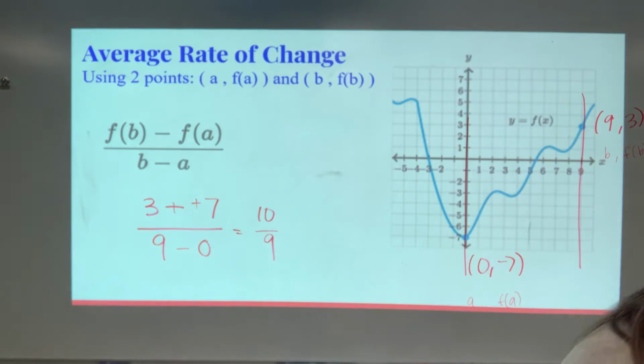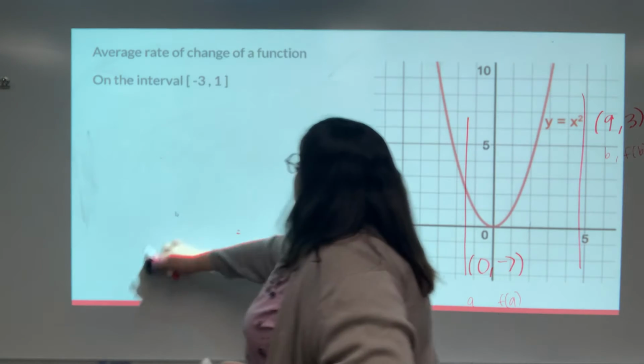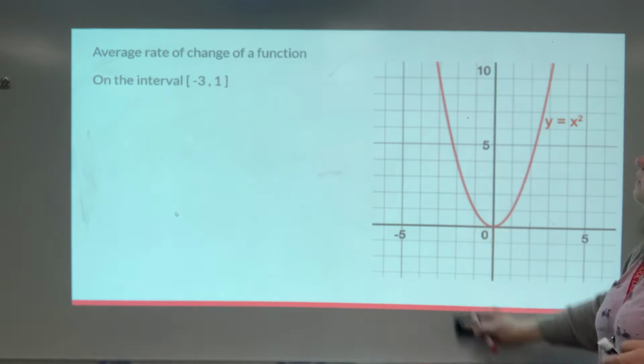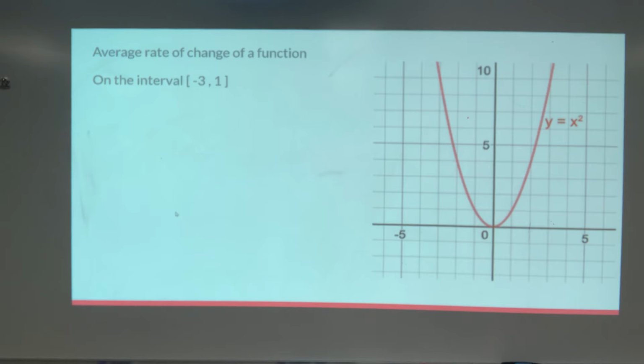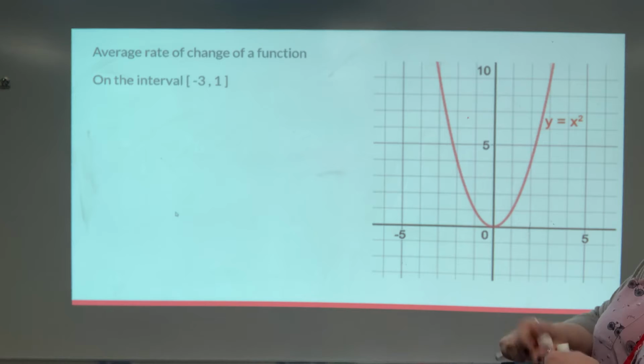I'm going to do one more example with this formula. Okay. So here, I have the function y equals x squared. I could even say f of x equals x squared. Get used to that notation, all right? And I want to find the average rate of change on this function on the interval -3 to 1.